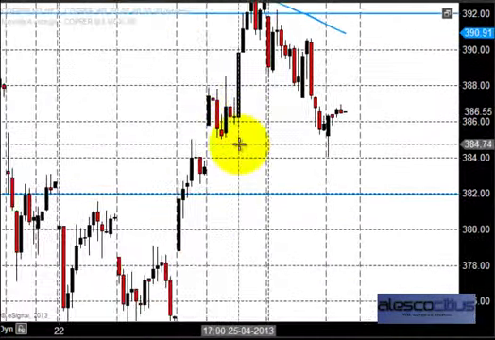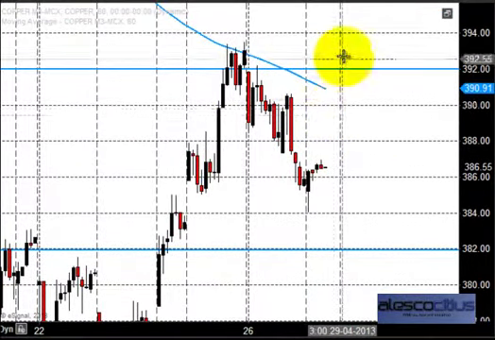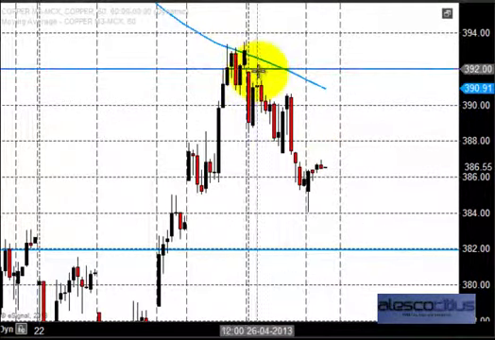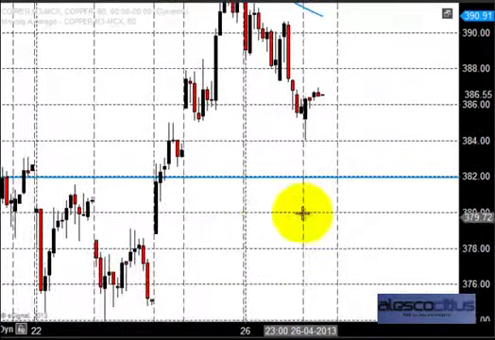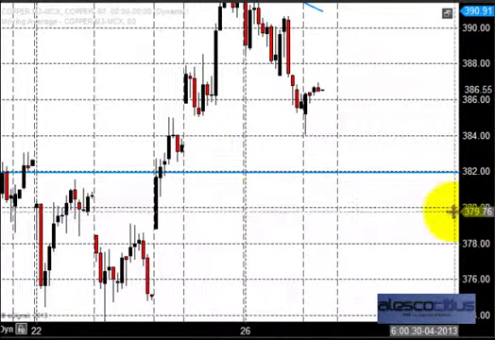But as far as the price action and trend are concerned, unless the price breaks 392 and puts a closing above that, you can expect copper to stay in downtrend. The key intermediate zone is going to be 382. You should watch this zone very carefully.